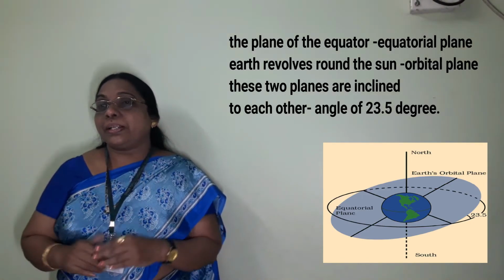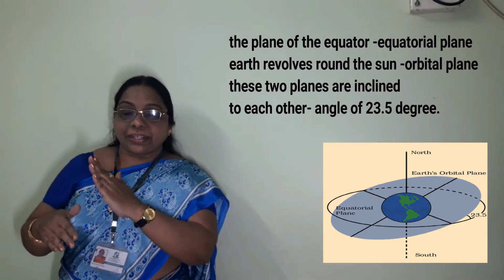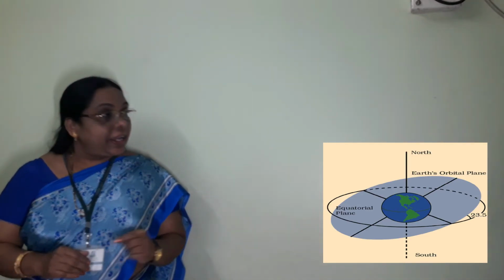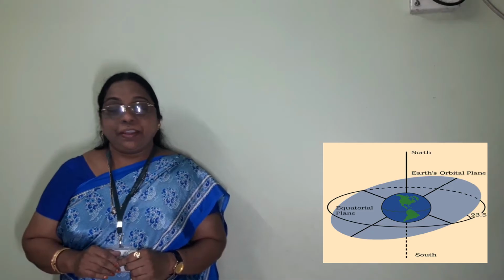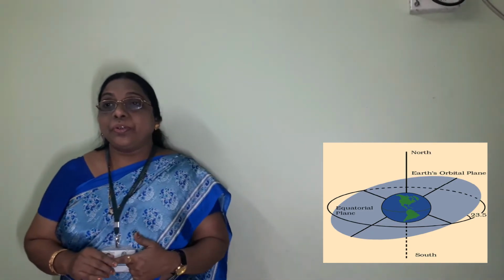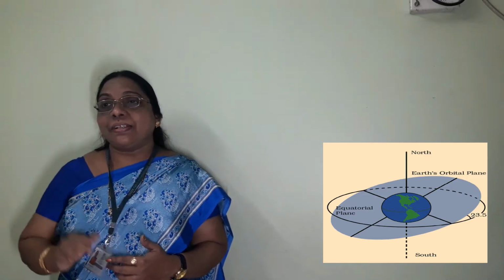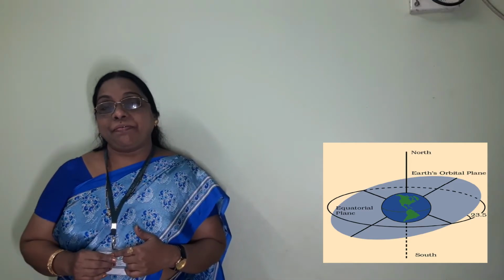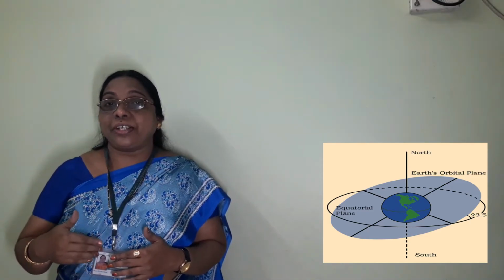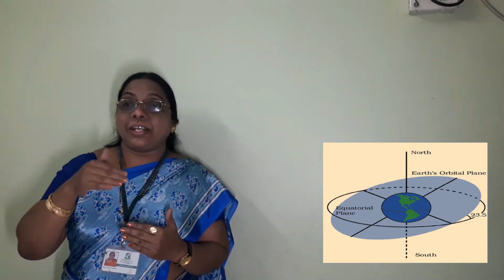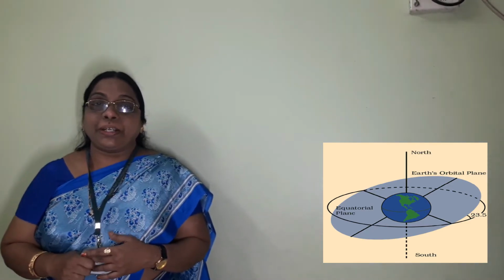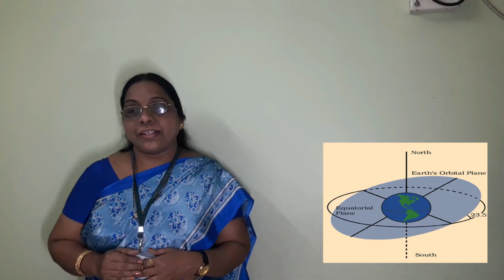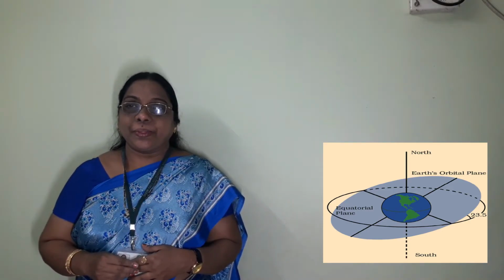Let's come to these two planes. They are inclined to each other. Inclined means like this. These two planes are inclined to each other at an angle of 23.5 degrees. If you look at this picture, it is very clear. So this means that the axis of the Earth is inclined to its orbital plane at an angle of 66.5 degrees. This makes the Earth tilted on its orbital axis. So this tilt is responsible for the change of the seasons on the Earth. Okay, children, is it clear?